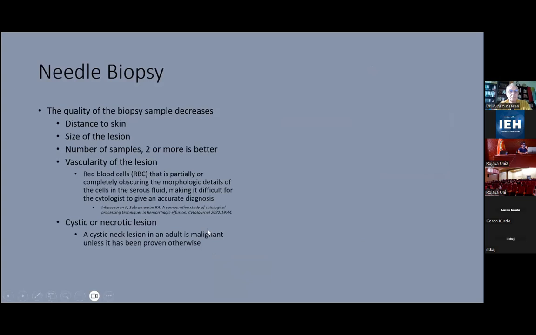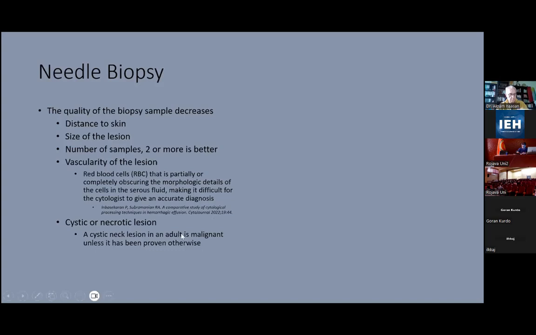The quality of the biopsy will be decreased if the lesion is far away from the skin, or if the lesion is very small. If you take more samples, the quality will be better. And also the vascularity: if you have blood cells inside the sample, it will decrease the quality of the sample. And also if you have a cystic or necrotic lesion.